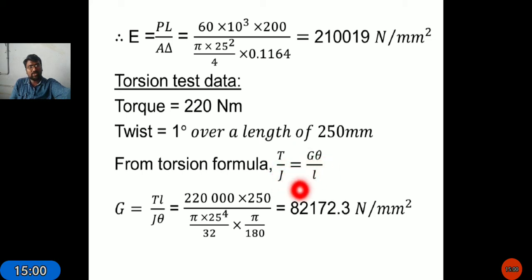Okay, by substituting all these values, we will get the value of G as 82,172.3 Newton per millimeter square. From the relation between E and G, we know that E is equal to 2G into (1 plus mu). We know Young's modulus and the G value. By substituting E and G in the above equation, we will get the value of Poisson's ratio, that is 0.28. Like this we can calculate the value of Poisson's ratio.